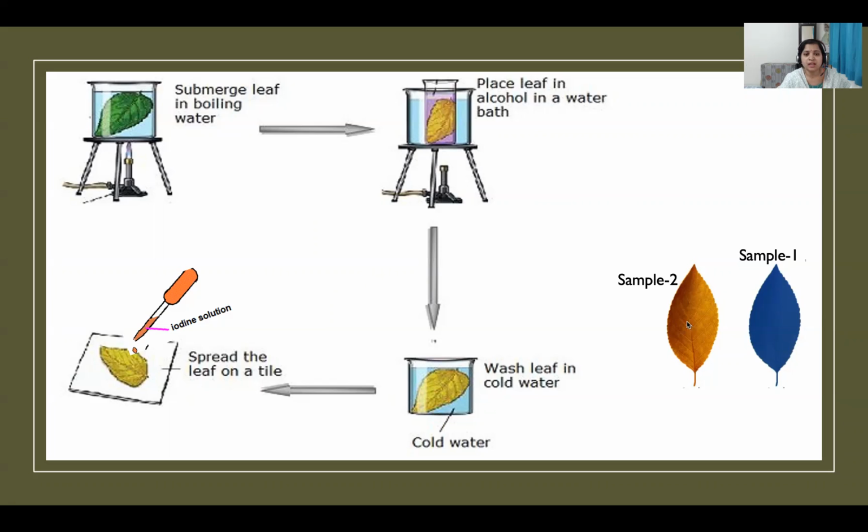Now look at the leaf of sample 2, which was kept in a cardboard box. It has not turned into blue. It is brownish color, which is the color of the iodine solution. Yes, it means it has no starch in it. So photosynthesis has not occurred. So from this experiment, you can conclude that the sunlight is very much essential for the process of photosynthesis.